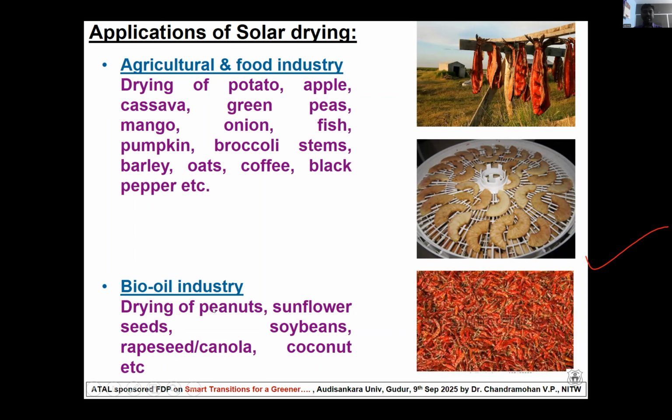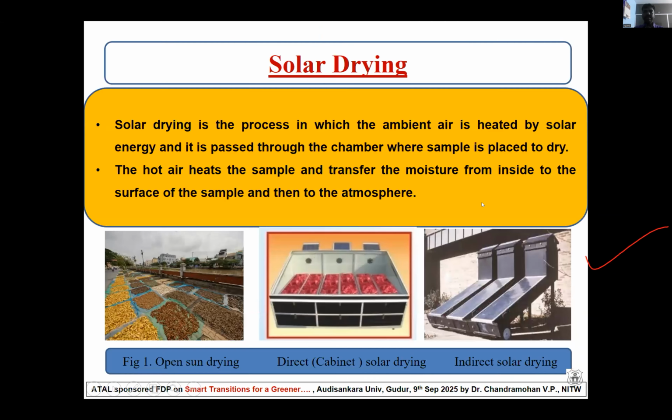And then bio-oil industries like drying of peanuts, sunflower seeds, soybeans, rapeseed, canola, coconut, etc. And then you can see the drying in Andhra and Telangana is good for chili production, red chili production. Red chilies are dried. Apple is dried here. Fish is dried here in this picture.